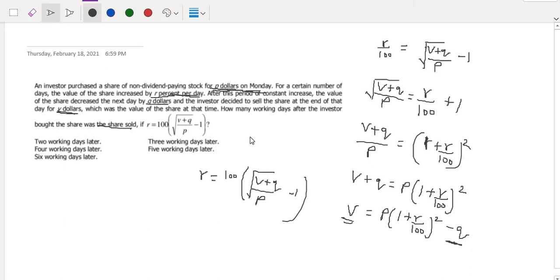Now the question is, how many working days after the investor bought the share was the share sold? So when exactly did the investor sell the share? Is it the fourth day? Exactly. So Monday he bought, and then for 2 consecutive days, see, this is squared, right? So that means for 2 consecutive days there was an increase. And the third day happened, and after that he sold, right? After 3 working days, he actually sold. So your answer is this, right? Okay, yes. Makes sense.